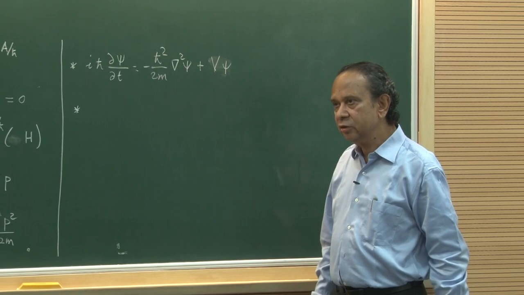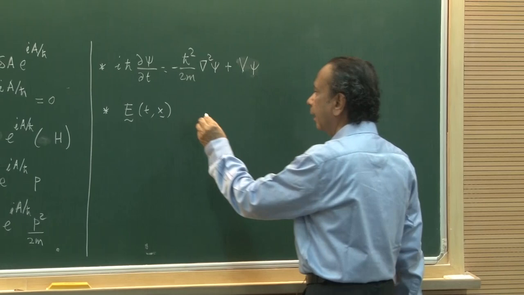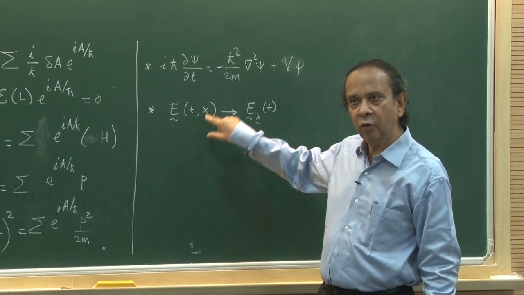In the case of the electromagnetic field, what we found was that if you have an electric field, which is a function of t and x, and a magnetic field, which is a function of t and x, I can work better in Fourier space in terms of, let us say, E_k of t, where I have Fourier transformed over x.